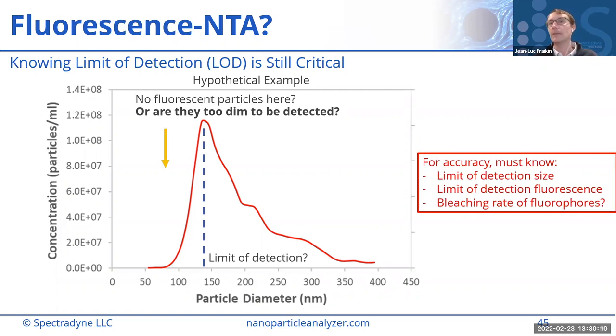So it's important for accuracy to know the limit of detection of your technique. That's what this whole talk is about, to understand and make sure you're working within the bounds that are appropriate for the technology. So for regular NTA, it's the limit of detection for the scattered light. And in fluorescence NTA, it's the limit of detection for the fluorescence. And that starts bringing in other questions, like how quickly are my fluorophores bleaching and things like that.